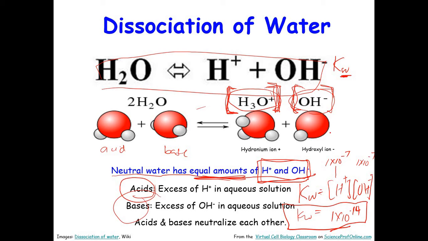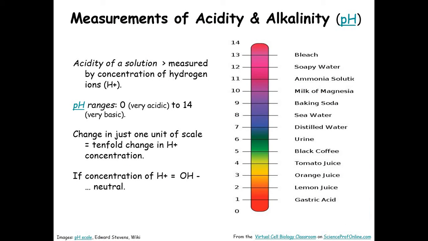Now, if you notice, it's very tedious. I mean, not really tedious, but it's inconvenient to say that the acidity of the solution has an H plus concentration which is equal to 1 times 10 to the minus 7. It's very long. That is why we created this pH measurement.